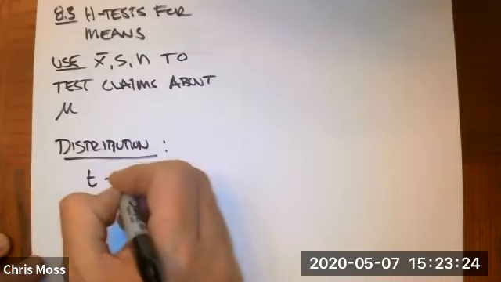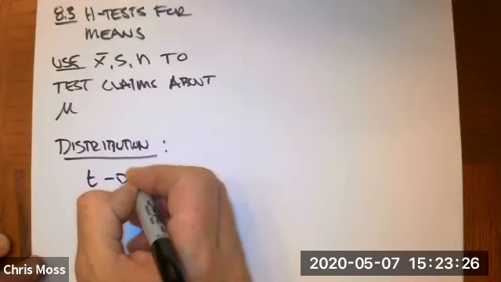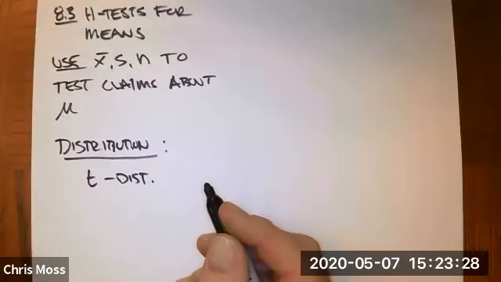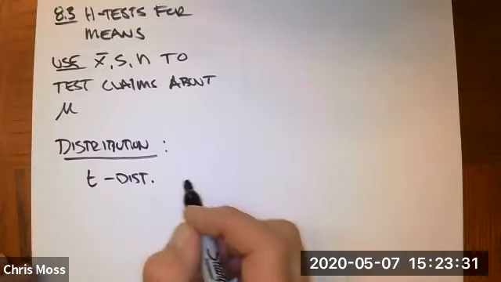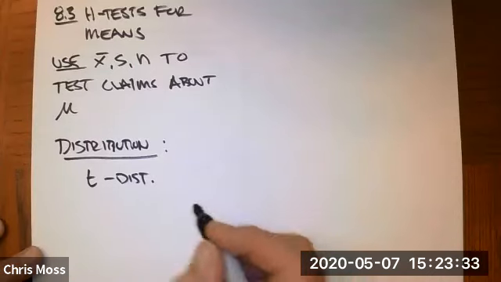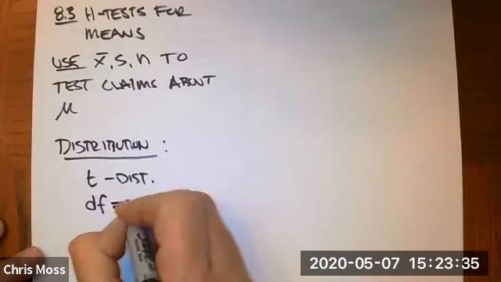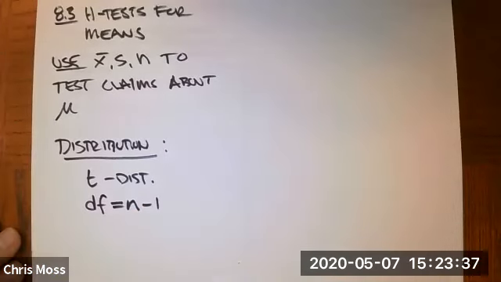So claims about mu, the distribution that we use is the t distribution. We've used it before. We used it in 7.2 for constructing confidence intervals for population means. We have a degree of freedom, n-1. My calculator is going to be able to take care of almost all of this for me in terms of the heavy-duty number crunching.